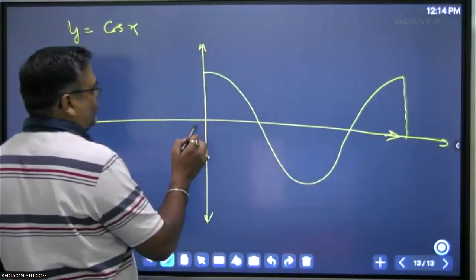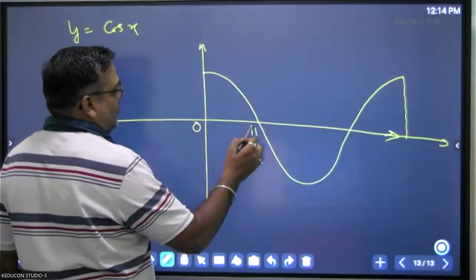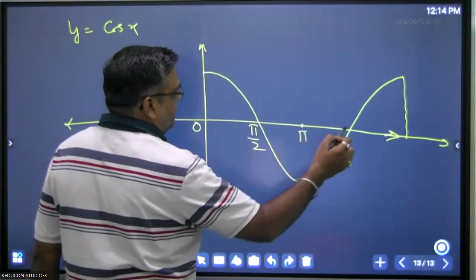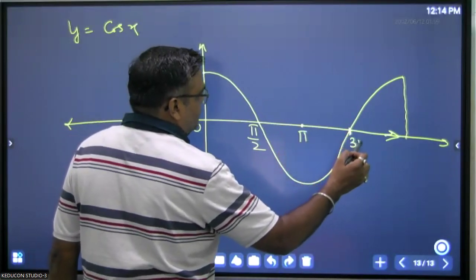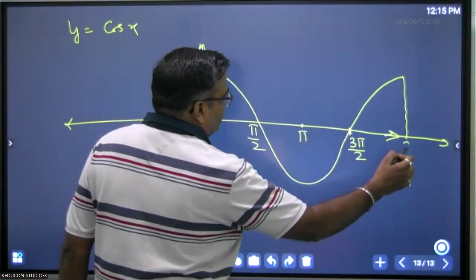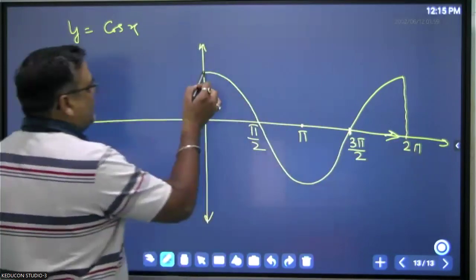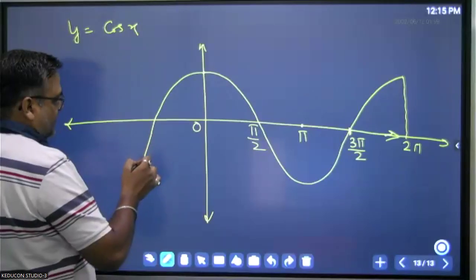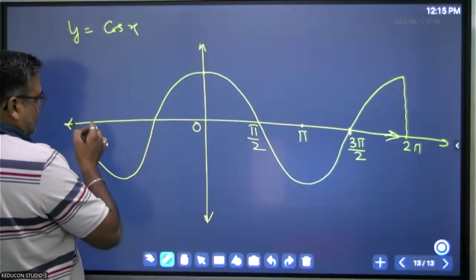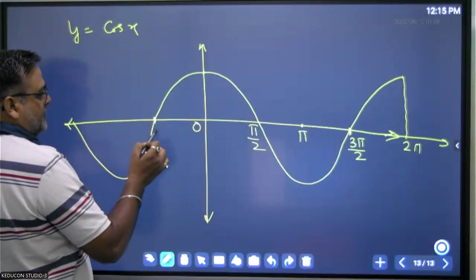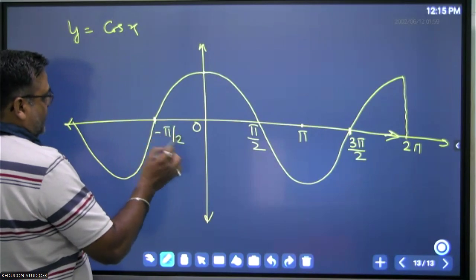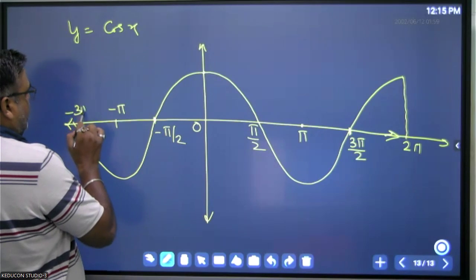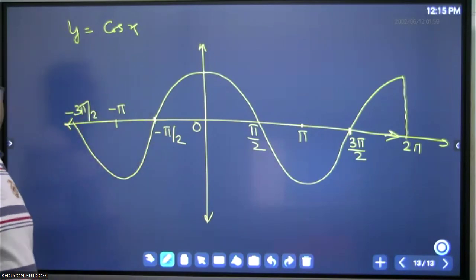Right? So this is 0, pi by 2, pi, 3 pi by 2, and this is 2 pi. Similarly, you can replicate this on this side. It will also go like this. This angle will be minus pi by 2. This will be minus pi, minus 3 pi by 2, and so on it will go.